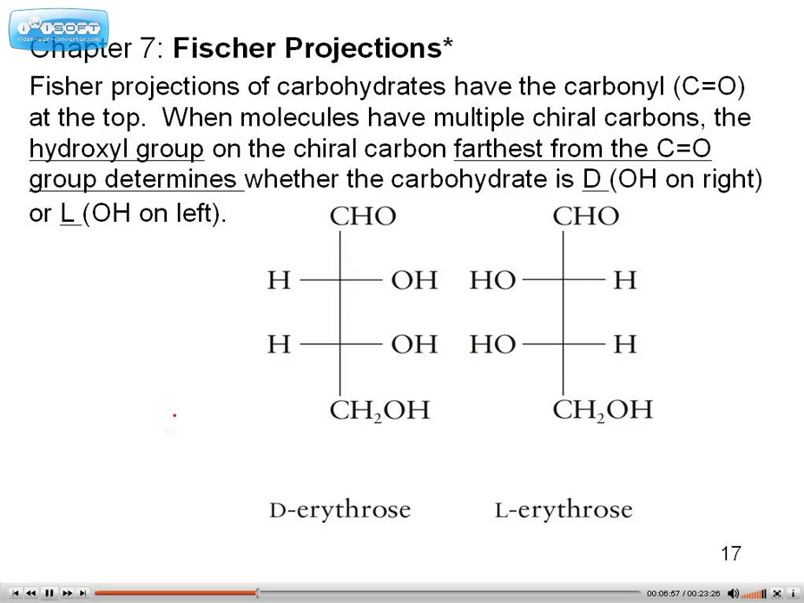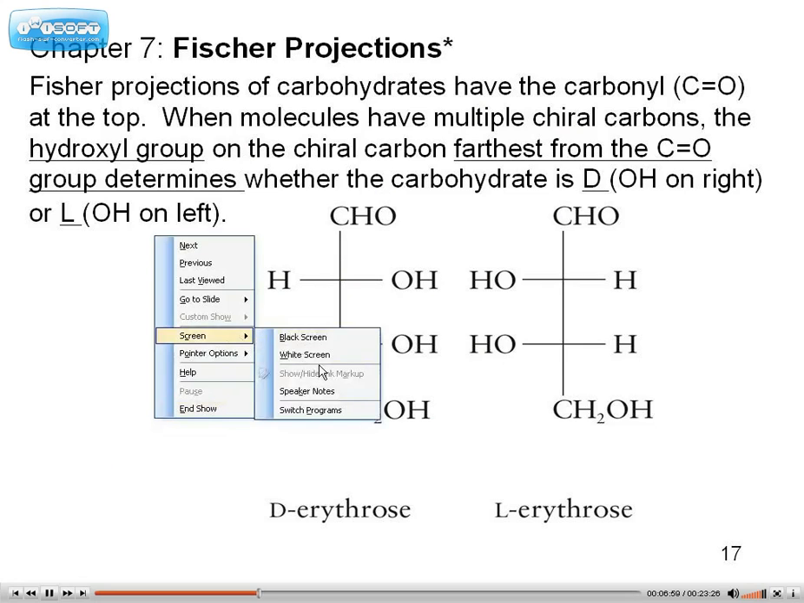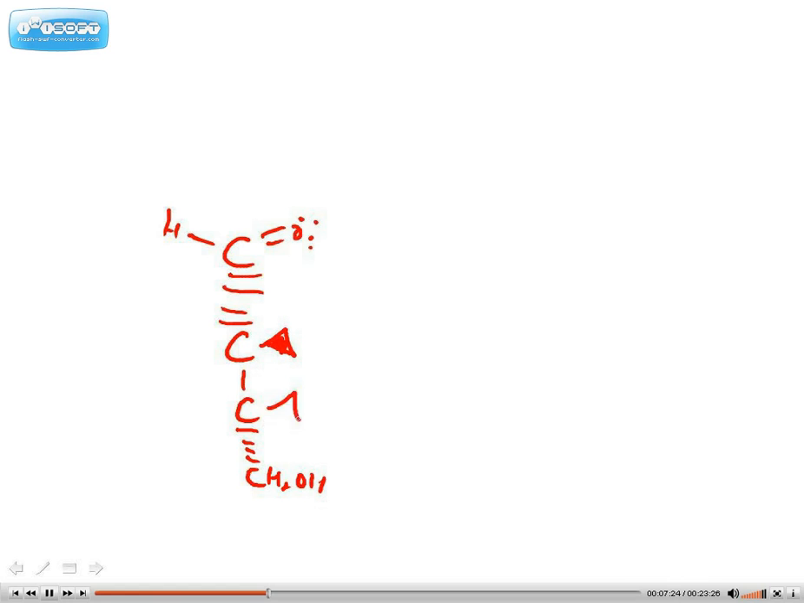Let's go ahead and do the same thing, only now I'm going to use a wedge dash structure. So in this case, here's my wedge dash. Carbon, carbon, CH2OH, OH, OH, hydrogen, hydrogen.